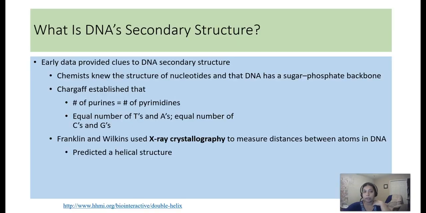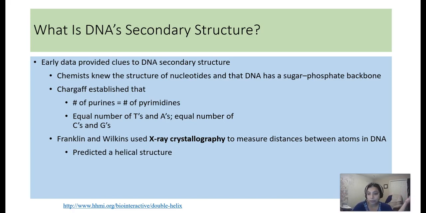with the opposing strand. So the secondary structure of DNA is basically how, once the two strands are built, they are going to interact with each other and how they are going to be placed in a stable way inside of the nucleus. And so the early data provided some of these clues. One of the first things was that chemists knew that the nucleotides had a particular structure that allowed for interaction with different nucleotides, and that the DNA had a sugar phosphate backbone.